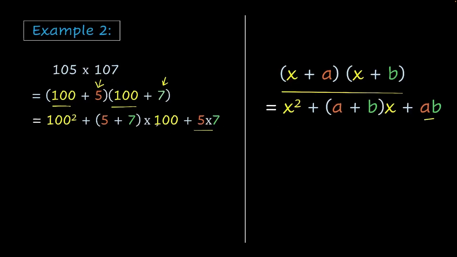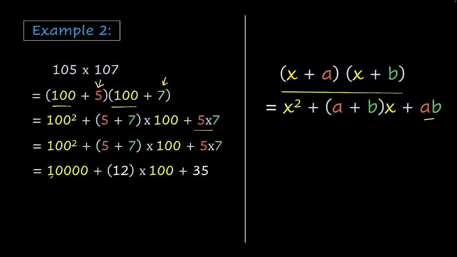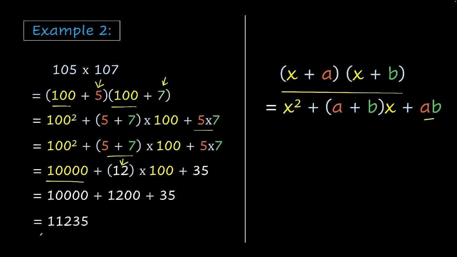So now we can simplify this further. So 100 squared plus (5 + 7) times 100 plus 5 times 7, which is 10,000 plus, 5 plus 7 is 12, into 100, plus 5 times 7 is 35. So 10,000 plus 1200 plus 35, which is 11,235. That's also one way which you can multiply complicated terms without having to go through multiplication. That's a very useful application of this identity.